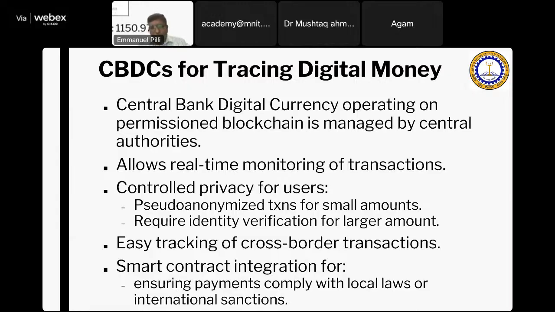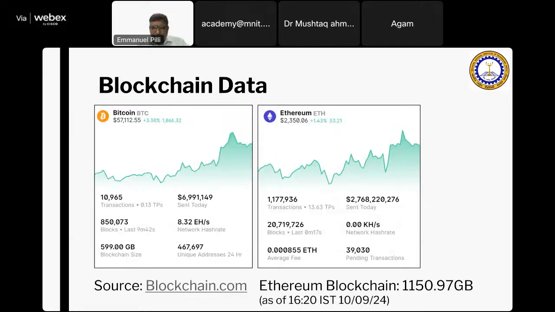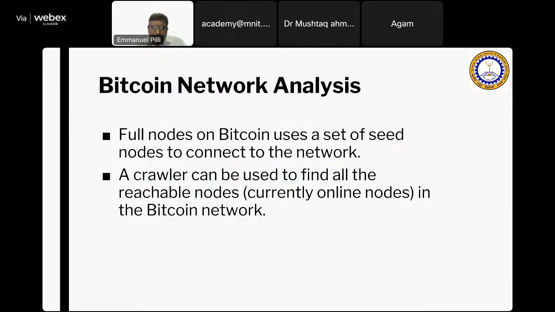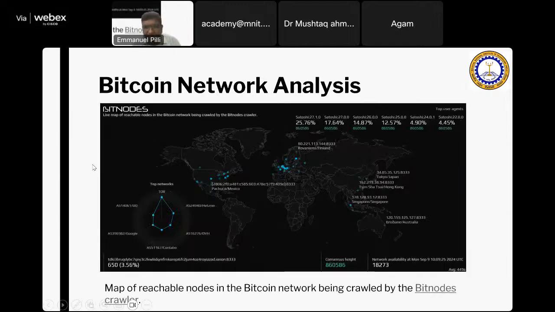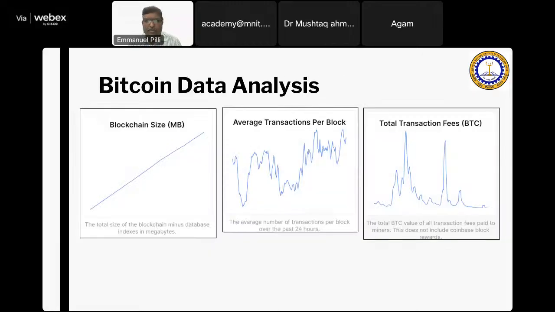So this is the Bitcoin data and the Ethereum data. The full nodes on Bitcoin use a set of seed nodes to connect to the network. A crawler can be used to find out all the reachable nodes, currently online nodes in the Bitcoin network. So you can create a map like this. This is the map that I talked about, a map of reachable nodes on the Bitcoin network being crawled by the Bitcoin node crawler. This is another example that you can look at.